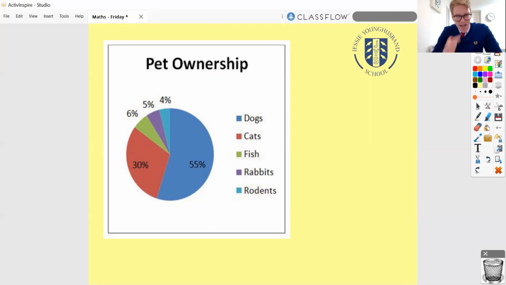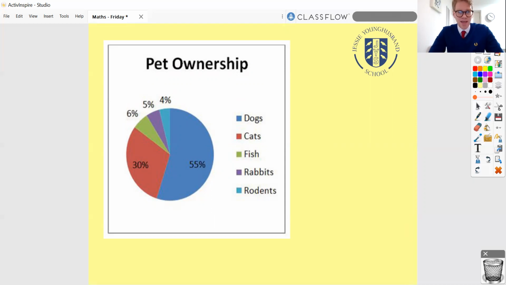So you can see there's a tiny little portion for rodents. Who's got a rodent as a pet? There's a tiny little portion for rabbits there. There's a little bit there for fish. There's quite a big chunk for cats. And then dogs is a massive section of that pie.